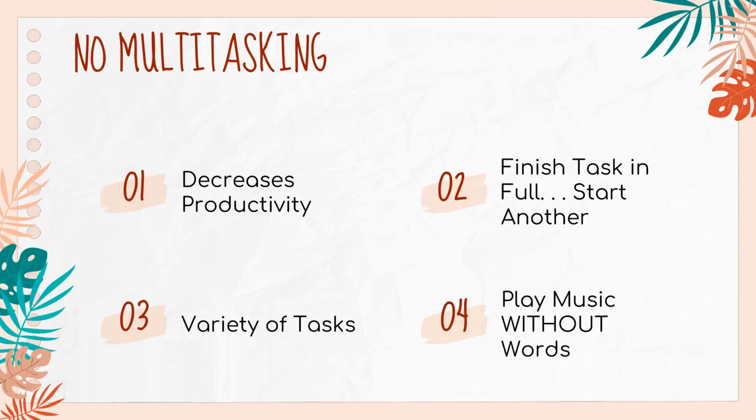Multitasking is a negative side effect of time management, so something that we may want to avoid. It can decrease productivity, so it's important to finish tasks in full, then go on to the next one. So a way to fix this may be, instead of multitasking by listening to music and doing an activity, to choose music without words. It may also be helpful to finish one task, then do a different task that requires an alternate learning style.